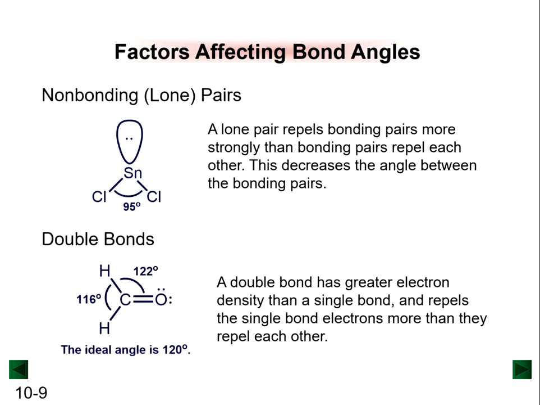Double bonds, like we said before, also take up more space. Here's a case of a molecule called formaldehyde, a carbon doubly bonded to an oxygen with 2 hydrogen atoms each bonded to the carbon. In this case, rather than all 3 bond angles being 120 degrees, the oxygen-carbon-hydrogen bond angle is 122 degrees, while the hydrogen-carbon-hydrogen bond angle is 116 degrees. A double bond has greater electron density than a single bond and repels the single bond electrons more than they repel each other.